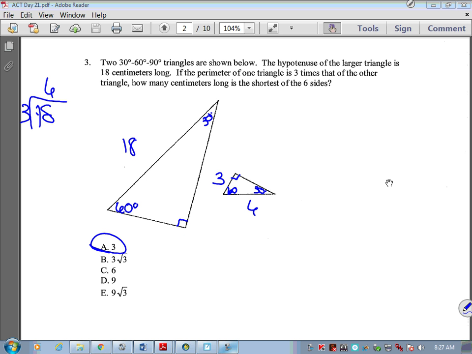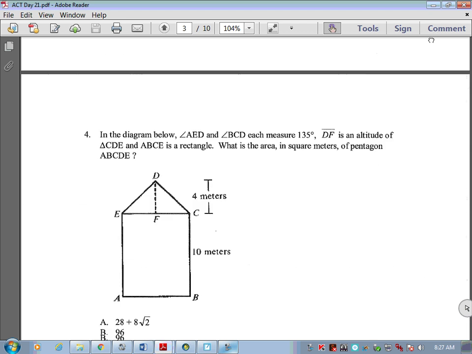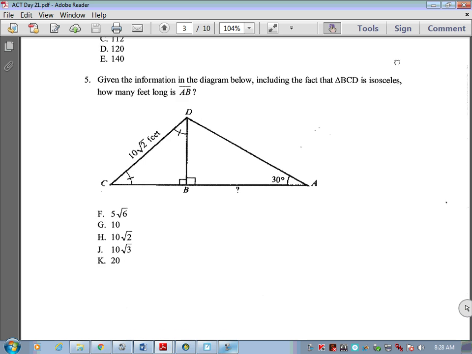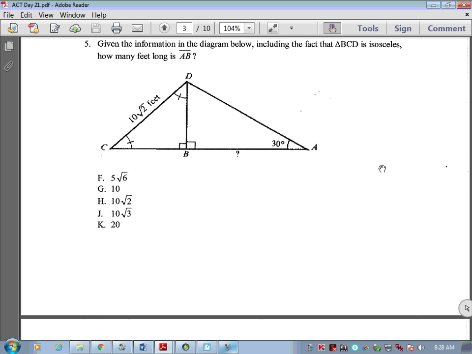Okay, does that sum that up for you a little bit? Yeah, you have to remember, in similar figures, the ratio of the perimeters is the same as the scale factor. All right, number 4 or 5? 5, okay. I felt like we'd done number 4 in the other packet.